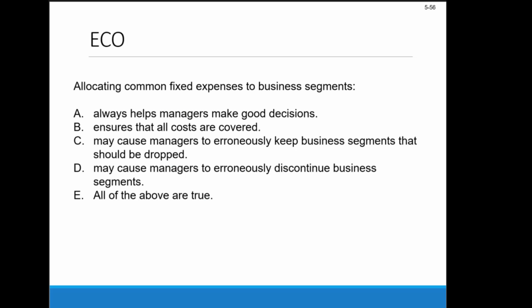So answer this question here. Allocating common fixed expenses then to business segments does what? Again, give this a pause if you'd like and then come back for the answer. The answer there is D. It may cause managers to erroneously discontinue business segments. Now that's somewhat of the extreme case, but even absent that, it might distort the potential profitability of any individual segment and lead to decisions that are at least less than optimal.